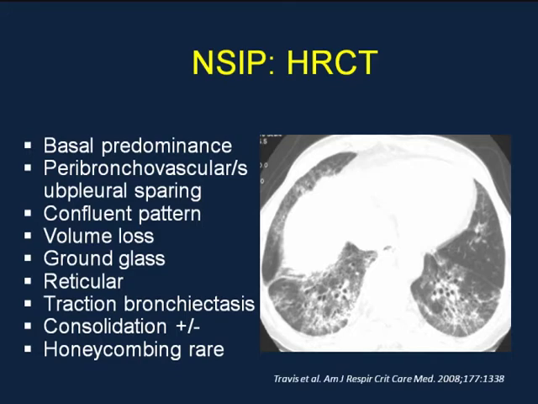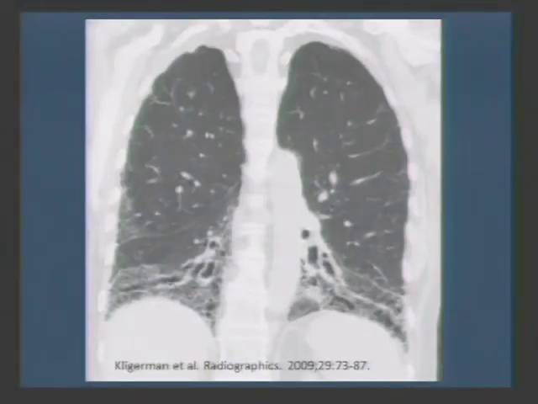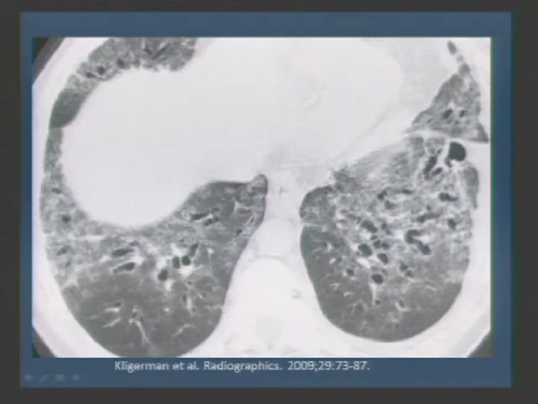You will see quite a bit of ground glass abnormality mixed with reticular abnormality. Almost always you'll see traction bronchiectasis. You may see some consolidation. Honeycombing is uncommon and should suggest UIP. All right, I'm just going to show you a couple of other examples of this. Coronal images, again, are very helpful in showing this confluent peribronchovascular distribution and the marked traction bronchiectasis and lower lobe volume loss. Typical NSIP.